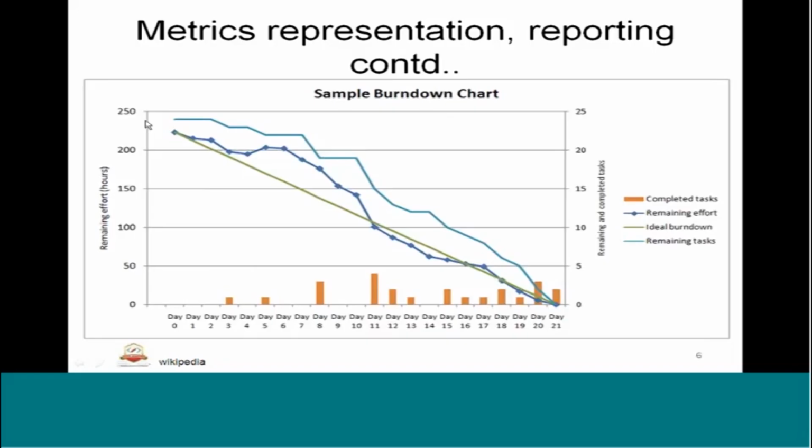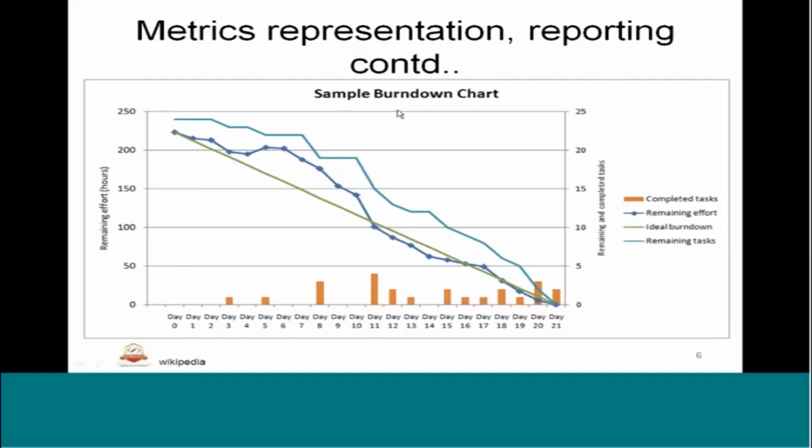Here in this example we should not consume more than 250 hours and we should make sure that when we reach 21 days we are done with 25 tasks. So 3 parameters are important: the duration, the effort and the number of tasks. With these 3 parameters we are going to report the burn down chart.